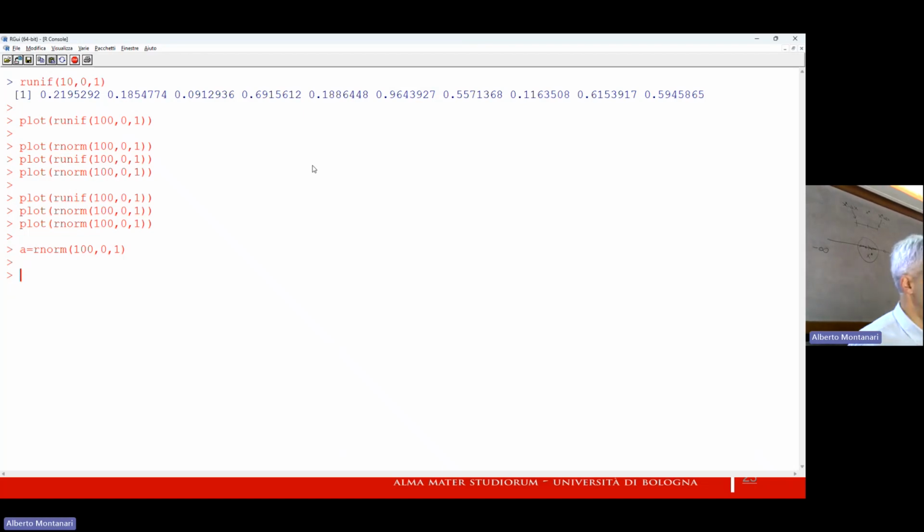So let's split this interval in chunks of 0.5: -4, -3.5, -3, -2.5, etc. Okay.